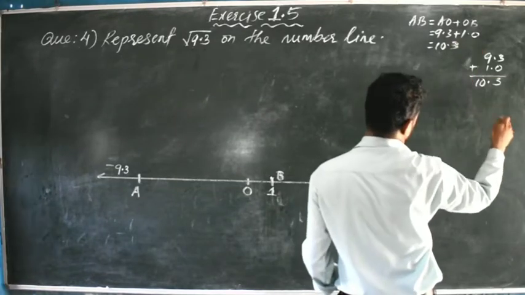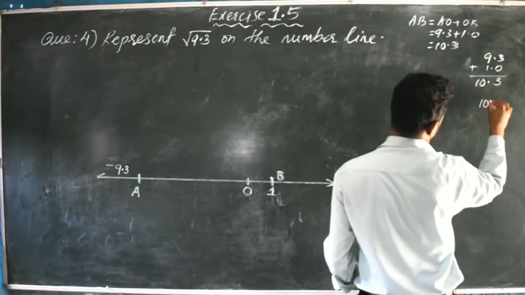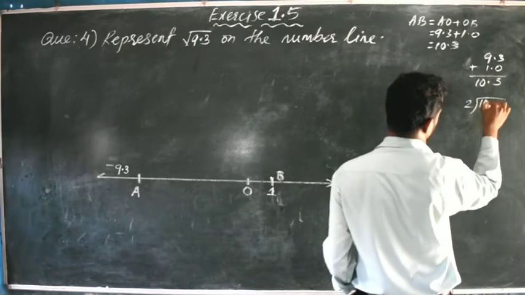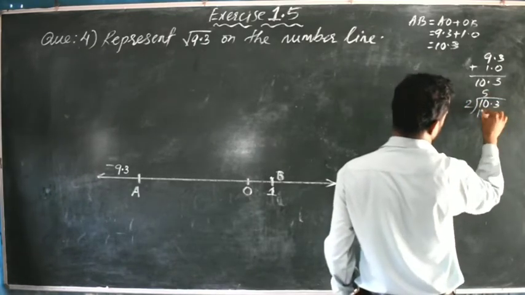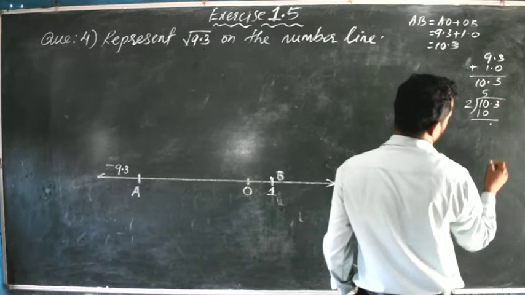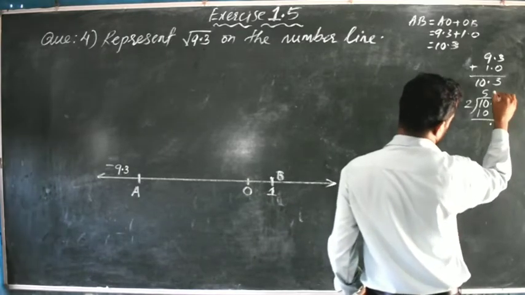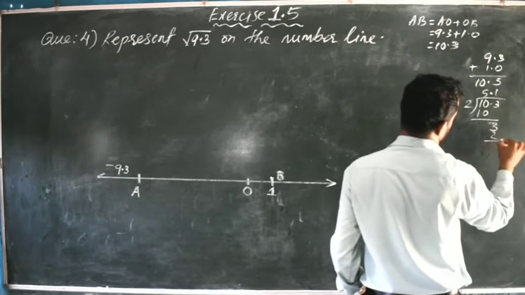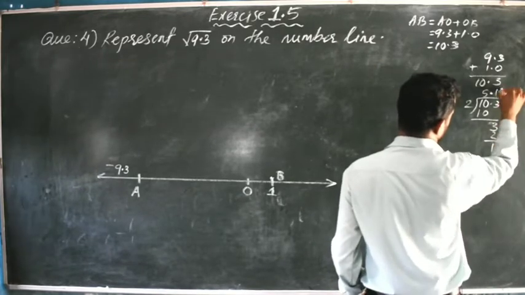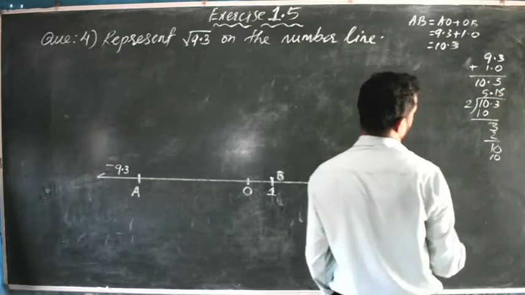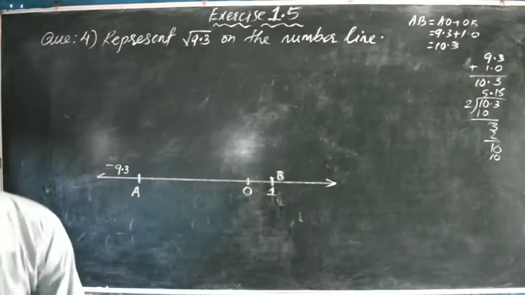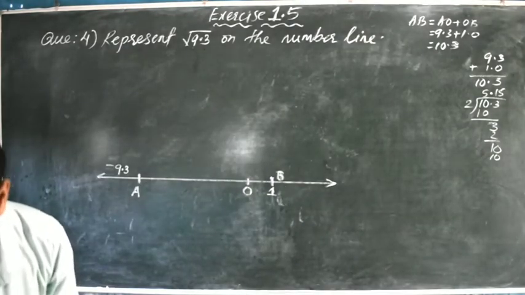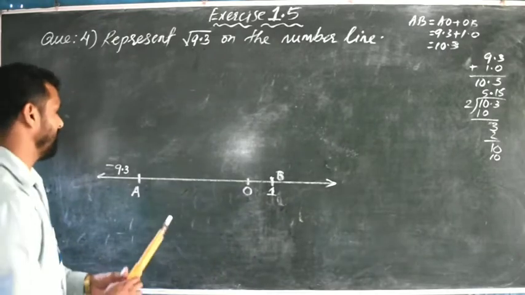Now divide this 10.3 by 2 to find out the midpoint. 10.3 divided by 2: 5 twos are 10, remainder is not there, then we put the decimal point in the answer, then 3, 2 ones are 2, remainder 1, again we can put 0, 2 fives are 10, that is 5.15. We will draw the perpendicular bisector of that line AB.